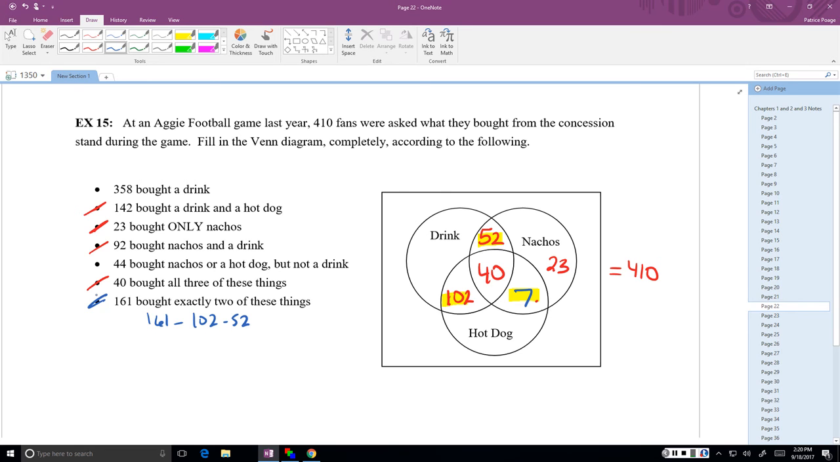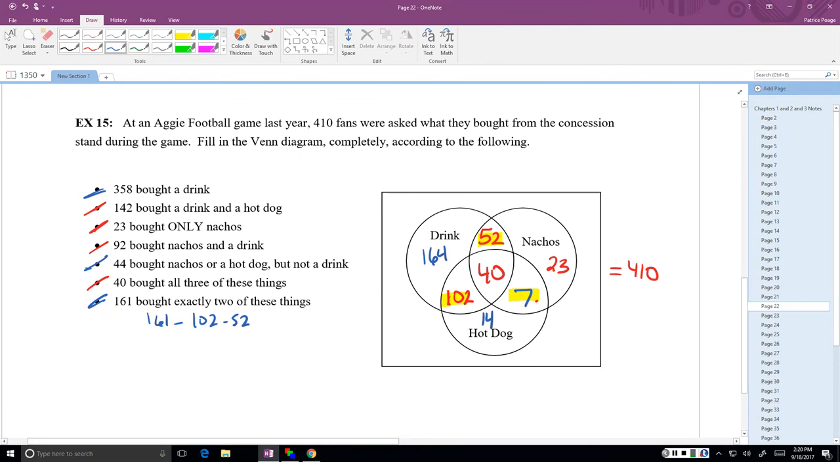358 bought a drink. I can do that one now, right? 358 minus all those numbers right there. 44 bought nachos, they're in the nacho circle, or a hot dog, but not a drink. So these 3 spots will add up to 44. Right now they add up to 30. So there must be 14 there. Who are those 14 people? They bought only a hot dog.